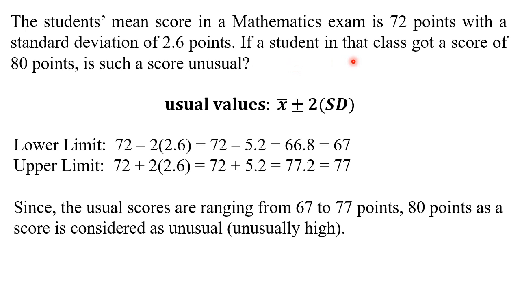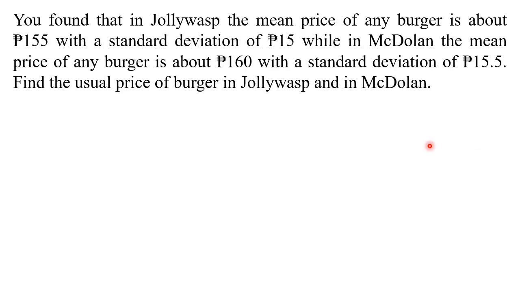But since we are asked if a student had a score of 80 points, whether such score is unusual or usual. So we can see now that the usual scores are only ranging from 67 to 77. 80 points is a score above 77, which is now the cut-off point. Therefore, the score of 80 is considered unusual. In fact, it is unusually high for such a score. If this happens, class, it only means that it is an unusual case. So only a 5% chance that this will happen. Okay, so that's an example, class.